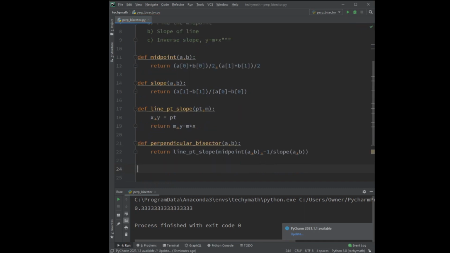Okay, the perpendicular bisector is going to find the line with the slope being the negative inverse of the slope through those 2 points, and 1 point on that line being the midpoint of that. So we print out the perpendicular bisector. Let's run it. So this is the slope and the y-intercept of the perpendicular bisector, which is what we found before. -3 is the slope, 13 is the y-intercept.